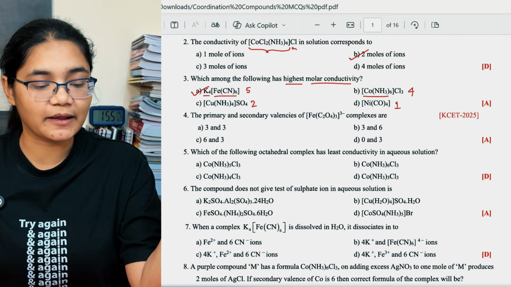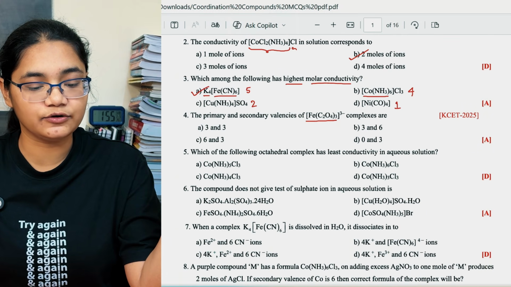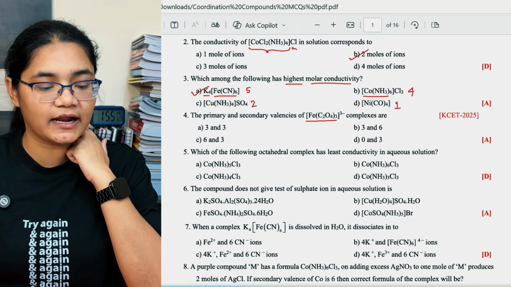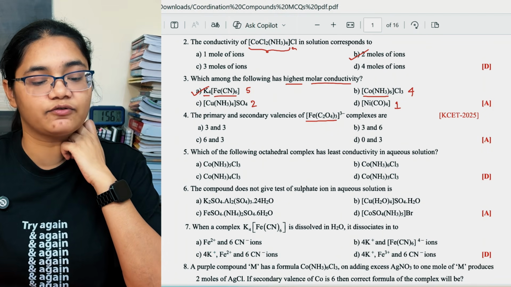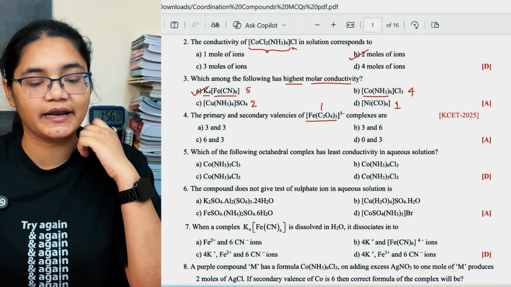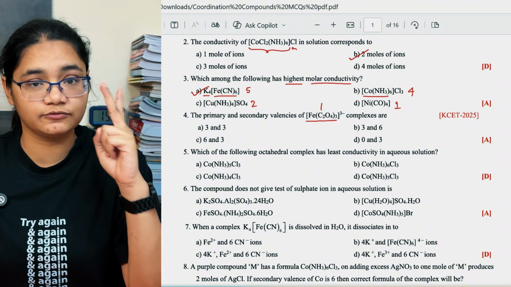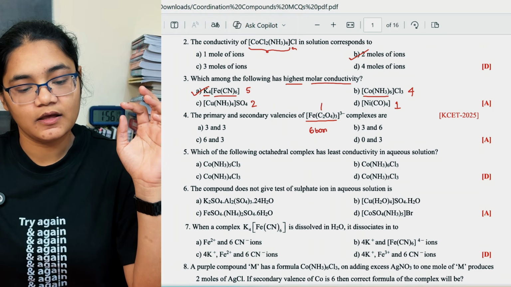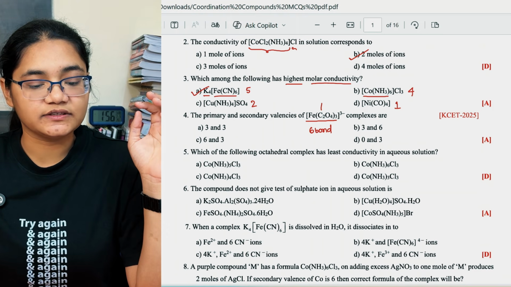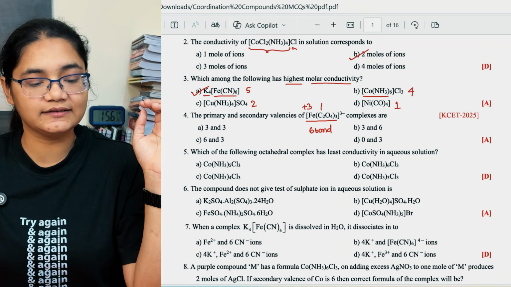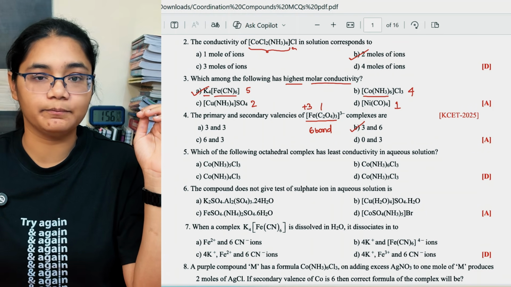Next is the primary and the secondary valency of the [Fe(C2O4)3]3- complex are. Okay, so here you can see that the primary and the secondary valencies of Fe we have to find out. So secondary valency, obviously, this is a bidentate ligand, meaning each C2O4 forms 2 bonds. So 3 C2O4 will form 6 bonds, right? Then you have the Fe oxidation state. If you see, x minus 6 is equal to minus 3, so this is plus 3. So 3 and 6, that will be your option number B here.